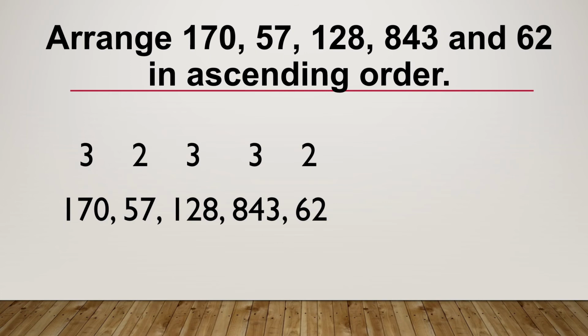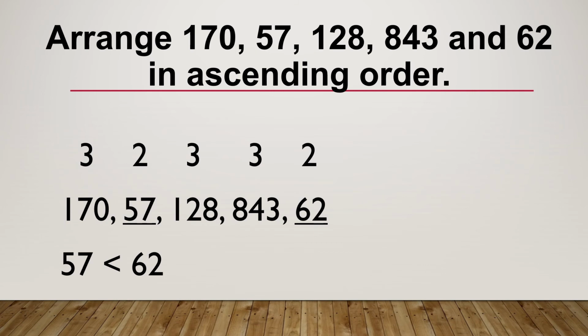So 2 digit numbers are smaller than the 3 digit numbers. Here there are two digit numbers. They are 57 and 62. In 57 and 62, which is the smallest number? Yes, good. 57 is the smallest number. So we have to write first 57 and next smallest number is 62.